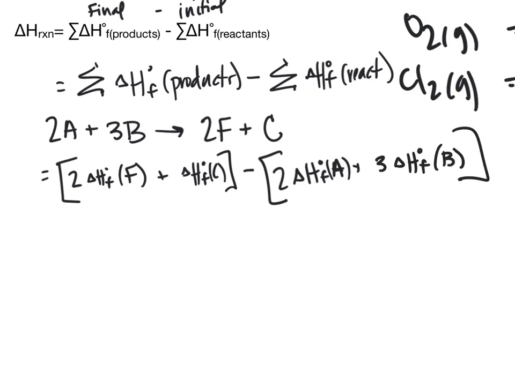So there are a couple of things that are pretty important. Make sure that you use parentheses here because we want to make sure that the negative sign doesn't get lost. And so it's products minus reactants, and you can read these values off the table. So I think it's worth, let's look at some examples.